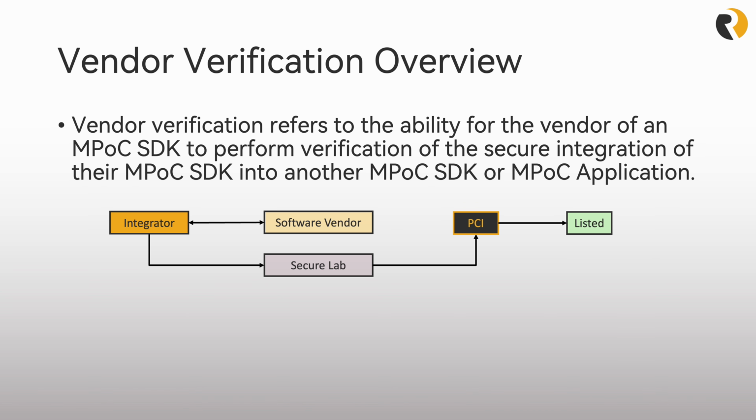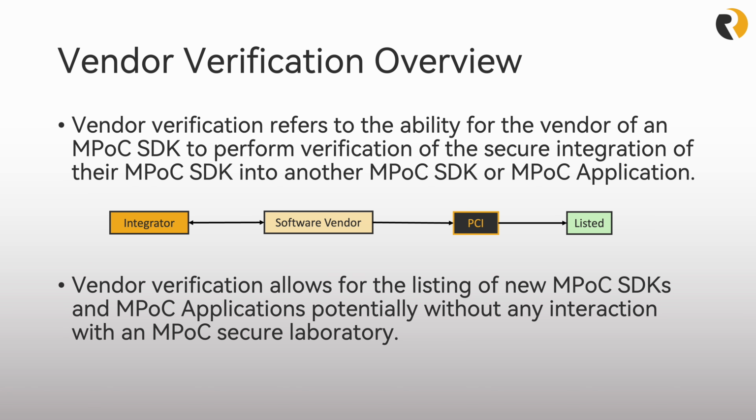Previously, under MPoC 1.0, every time an integrator developed an app using an MPoC SDK, they had to engage an MPoC laboratory for a full integration evaluation to get the product listed. Now, MPoC 1.1 offers an alternative route. It streamlines the process by removing the need for direct interaction between the integrator and the lab for the integration portion. Instead, the recognized SDK vendor takes full responsibility for confirming that the integrator has strictly followed the required security guidance.